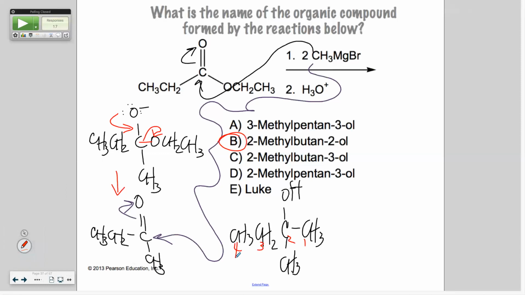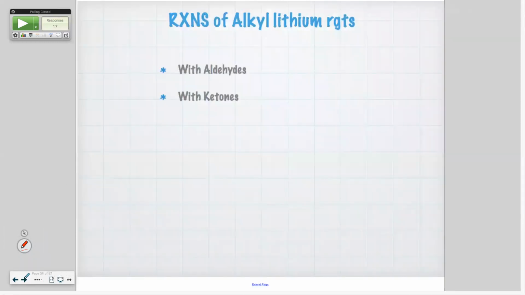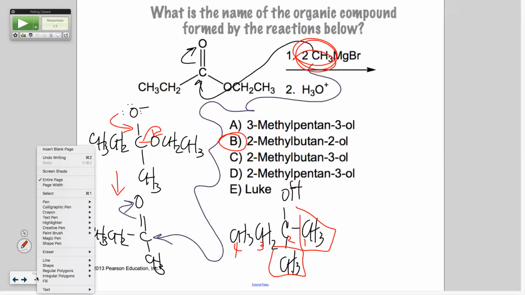Okay? All right. These 2 pieces right here, this methyl and this methyl, came from the Grignard. Okay? You gotta be able to do that. Okay, oh, I didn't do the CO2H. Okay, so let's insert a blank page. So now let's take our phenyl magnesium bromide.